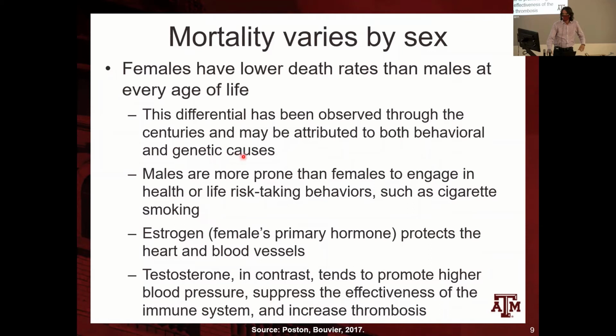And in terms of genetic causes, estrogen, which is the woman's primary hormone, protects the heart and blood vessels. And testosterone among men acts in the opposite way, tends to promote higher blood pressure, suppress the effectiveness of the immune system, and increase thrombosis. And as I mentioned before too, even when children are born, boys are weaker on average than girls. If you compare families with similar background, exactly because of some genetic formation of boys, they tend to be weaker than girls and have higher mortality rates. But these differences are not only due to genetic causes, but also to cultural behavioral factors, okay?